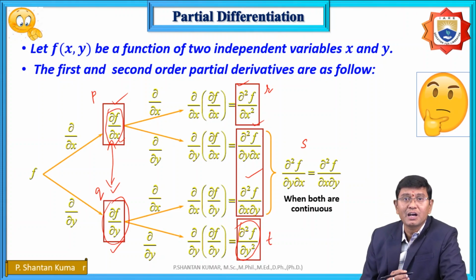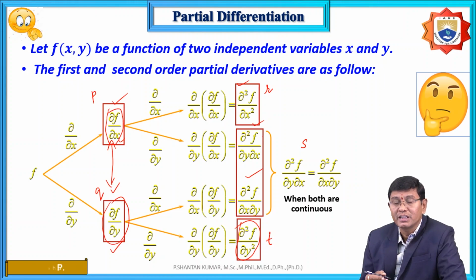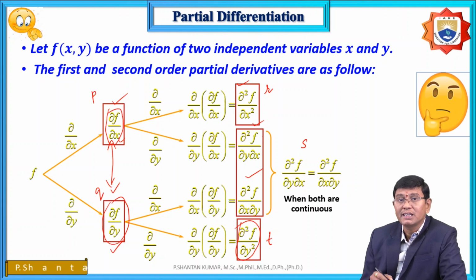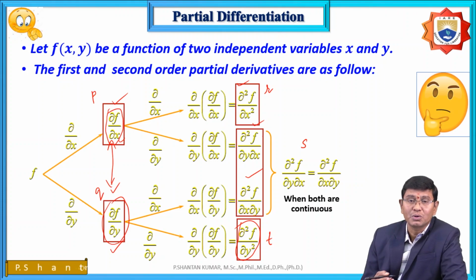Based upon this p, q and again r, s, t, we need to find the maxima and minima of the given function under two variables, that is x, y, and sometimes under three variables x, y, z, with constants and without constants.